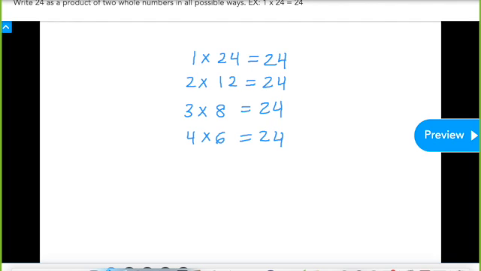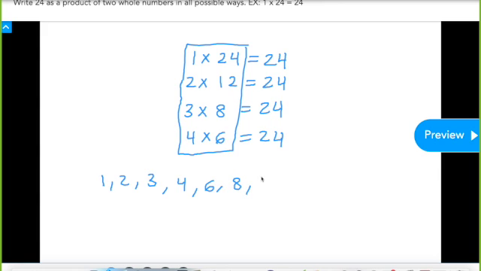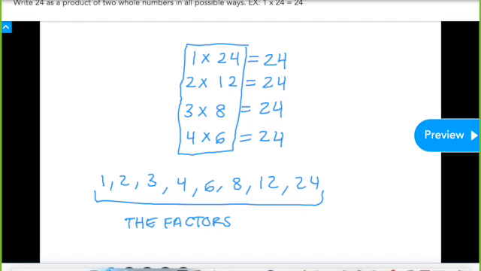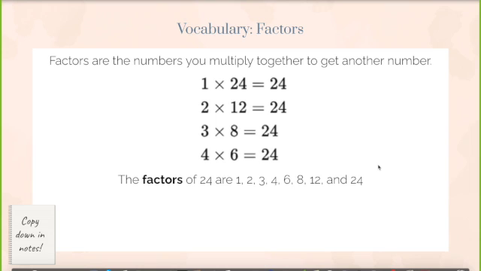And so from here, I want to write down all of the numbers that I used to get to 24. There was 1, 2, 3, 4, 6, 8, 12, and 24. And all these numbers are called the factors of 24. The reason why we call them the factors is the first vocabulary word for today, which is that factors are numbers you multiply together to get another number. So the factors of 24 would be all the numbers that multiply together to equal 24.